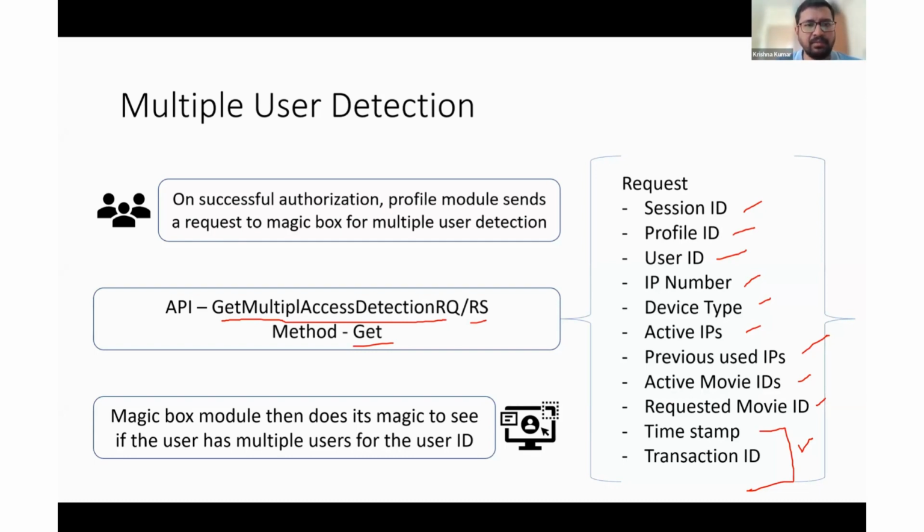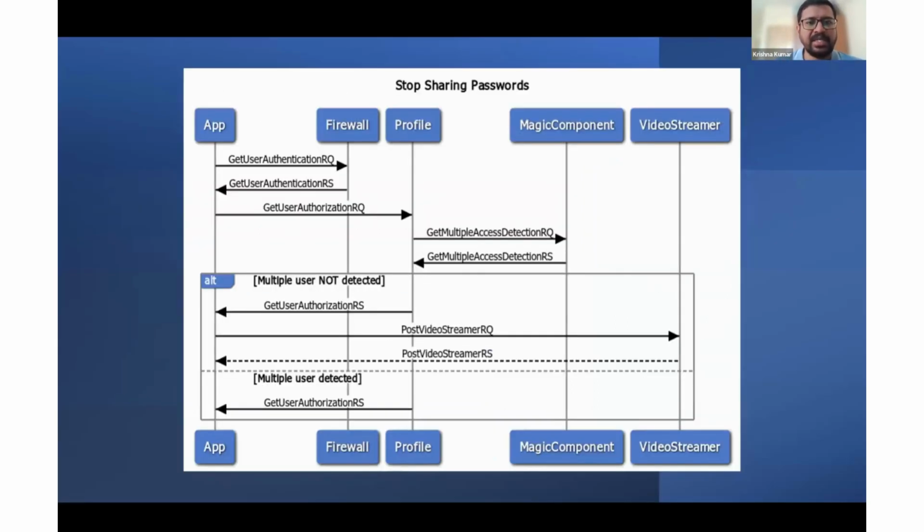And in the real world or industry standard, we document this process in a simplified or visualized way, which we call the web sequence diagram. And here is an example of a web sequence diagram for our goal today. You can see there are different modules: app, firewall, profile, magic component, video streamer as different verticals, right? These are the different verticals here.